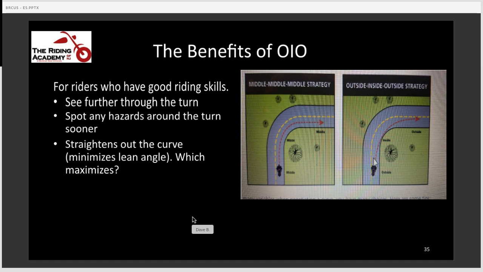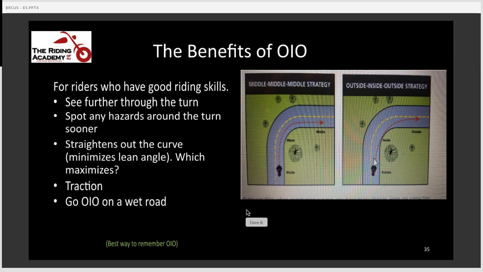Again, it goes back to that T word, traction. And traction is crucial on a motorcycle because you only have two wheels. All right? Traction. Now, you definitely want to go outside, inside, outside on a wet road because a wet road is going to reduce traction a little bit. But again, just go outside, inside, outside on a wet road and you'll be okay there.